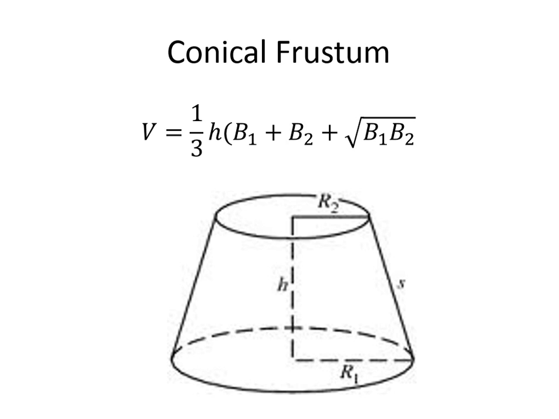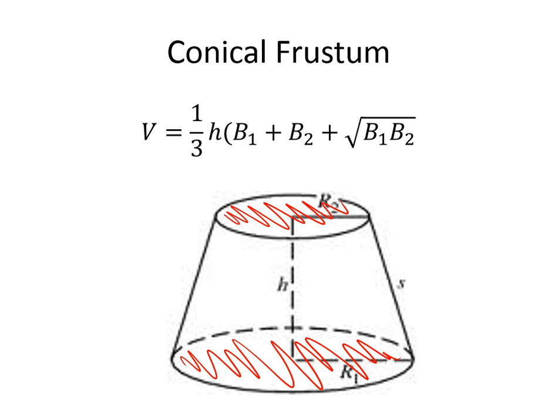To do that, your volume is equal to 1/3 times the height of it, so how high it is. That whole thing is multiplied by the area of one part of the top or the bottom, plus the area of the other one, plus the square root of the product of the two multiplied together. So you're going to go 1/3 times the height, and then multiply that by this area, plus this area, plus the geometric mean of these two. So you're going to multiply them together and then take the square root of them. And that's kind of what it is.